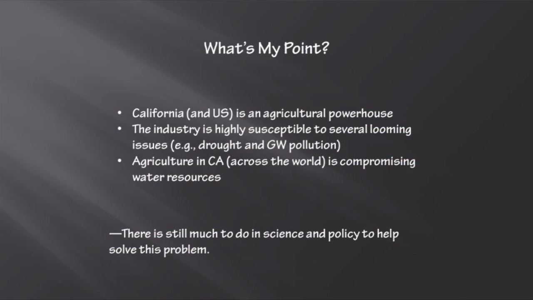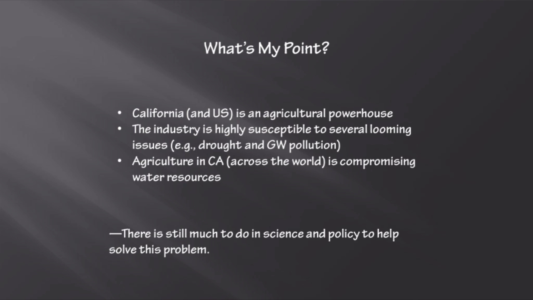So what I'm trying to say is that California and the U.S. as a whole are really an agricultural powerhouse. It's very important for producing food and feeding the people of this world. However, the industry is highly susceptible to two really important looming issues. One, of course, is drought, and the other is groundwater pollution.